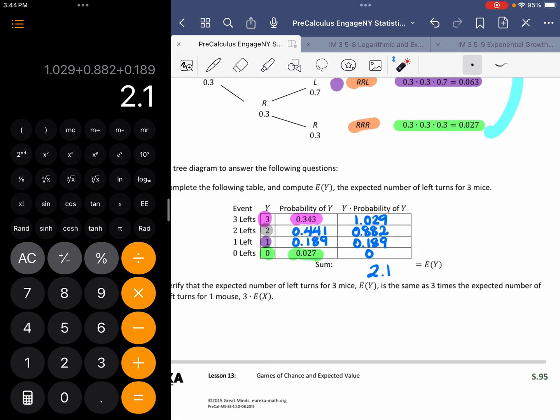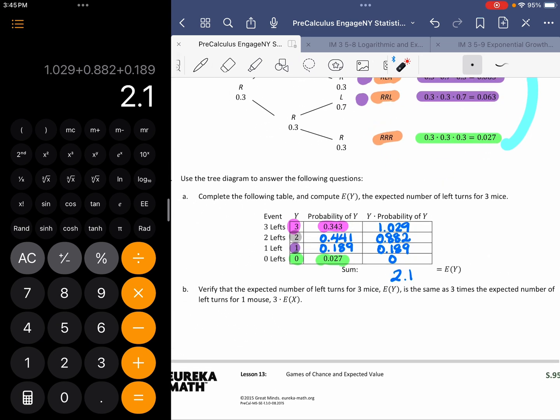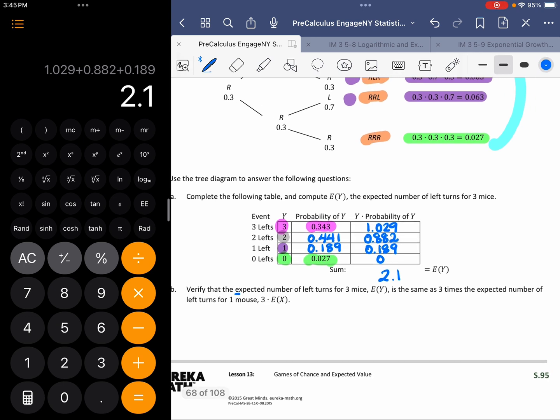Okay? But in part B, we're verifying, yes, we agree that the expected number of left turns for 3 mice is the same as 3 times the expected number of left turns for 1 mouse, right? So this calculation was on this page. This was on page 95. We got 2.1.